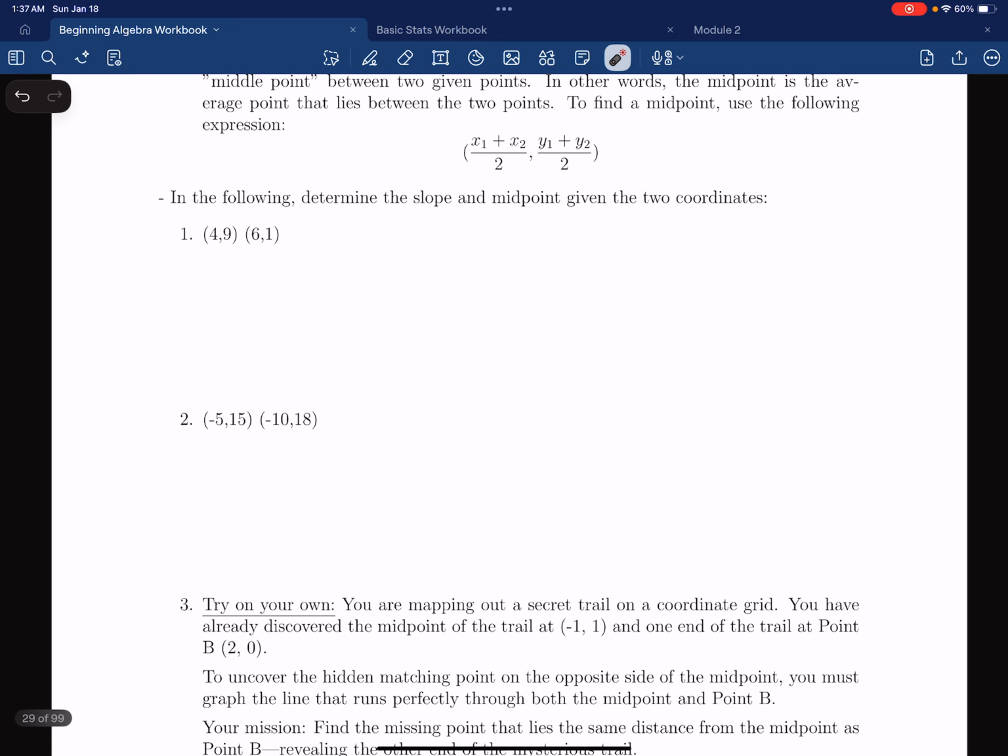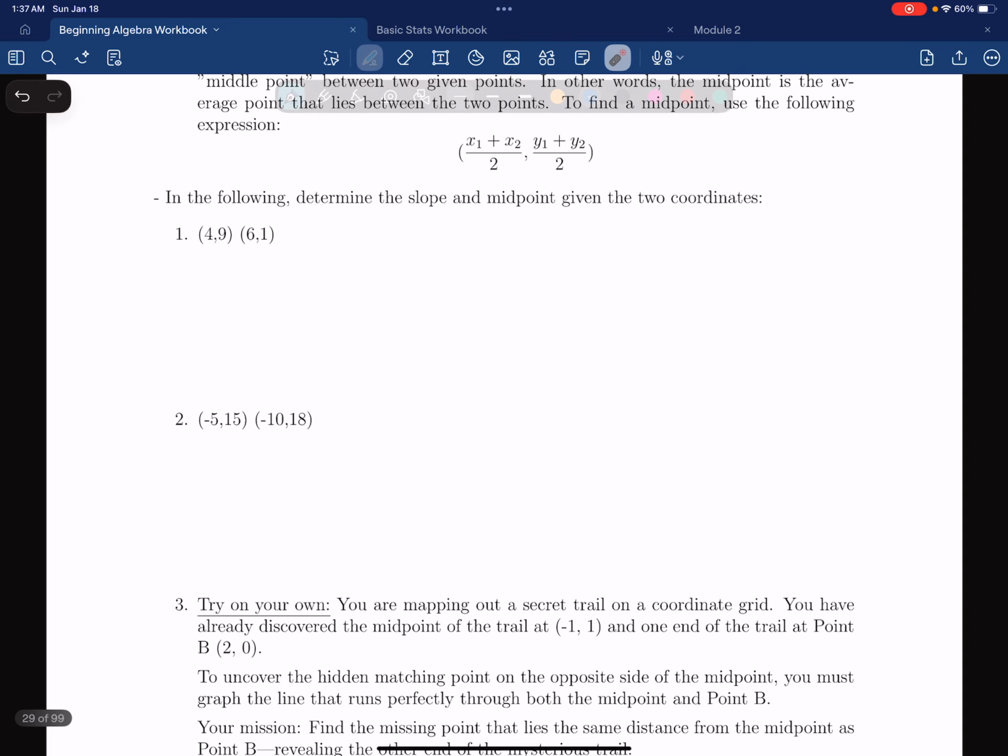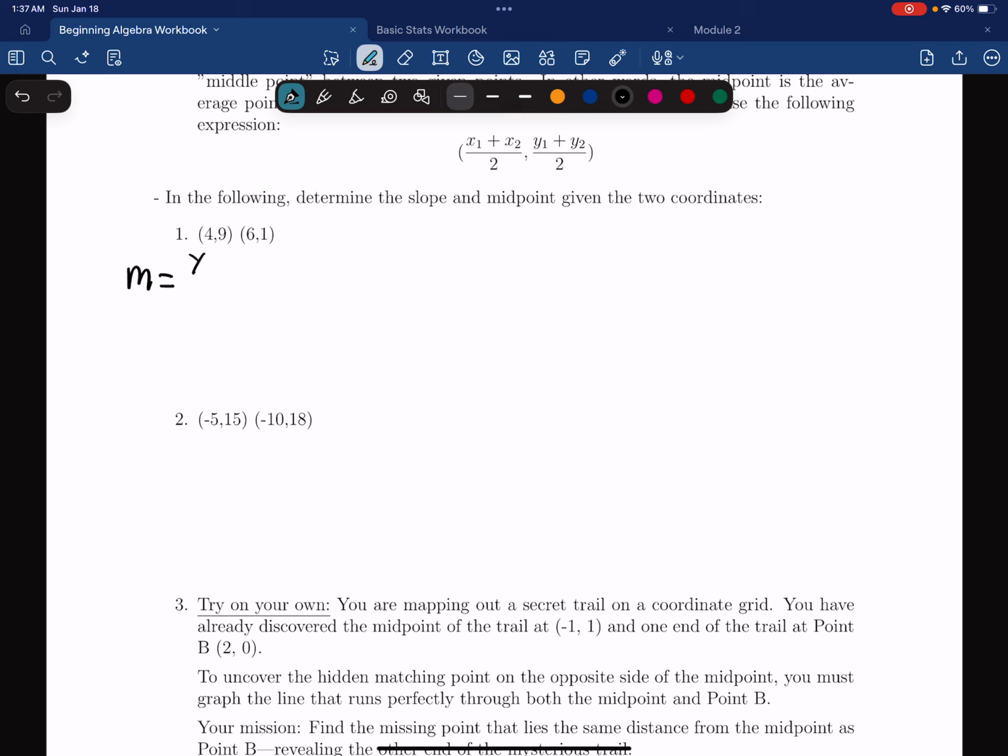Alrighty, so let's dive into some examples. In the following examples, let's determine the slope and the midpoint given the 2 coordinates. So I'm going to first find the slope, which recall is m equals the difference of our y values, so y2 minus y1, over the difference of our x values, x2 minus x1.